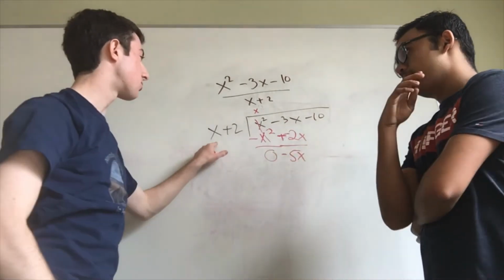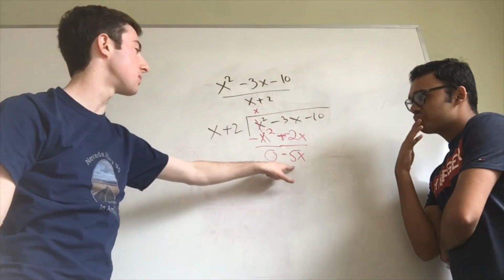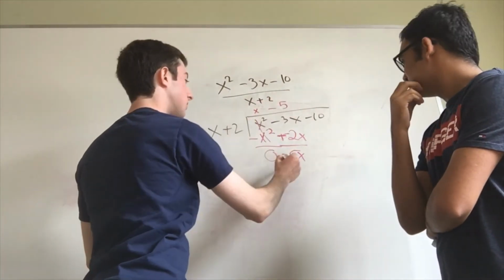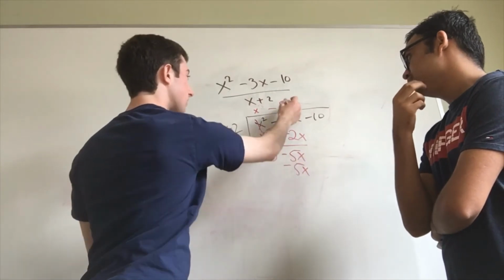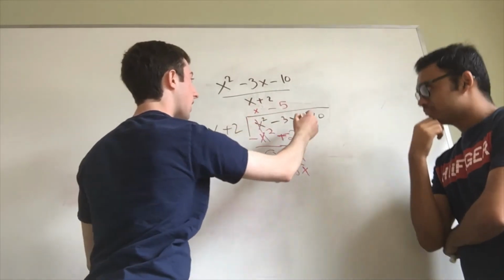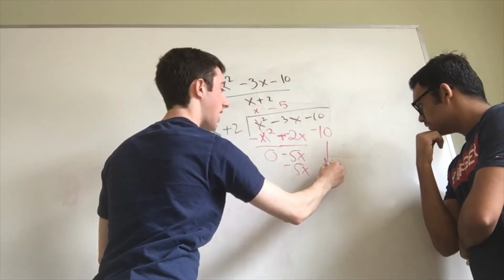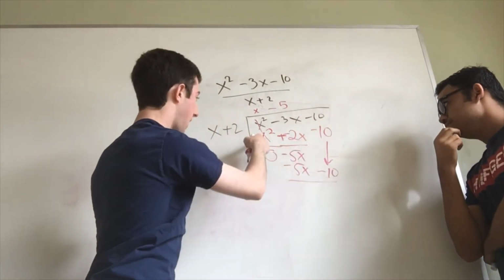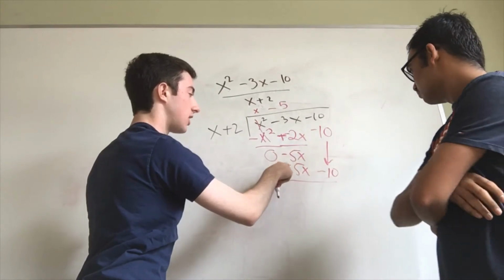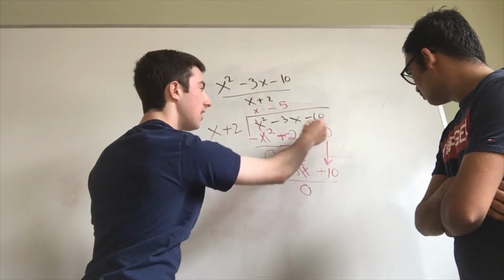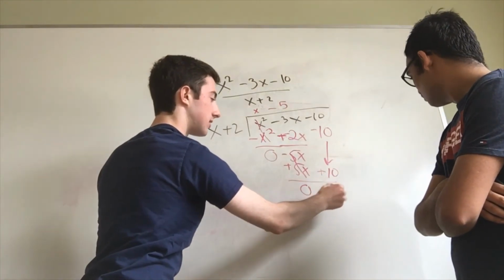Now we do the exact same process going back to the x. How many times might x fit into negative 5x? Negative 5 times, right? Negative 5 times x will get us negative 5x. Then negative 5 times 2 will get us negative 10. What we can do is bring that negative 10 down. Then just as back here, we'll subtract. This negative changes into a positive, so we're left with 0. And this negative changes into positive again. Negative 10 plus 10 gives us a 0 again.